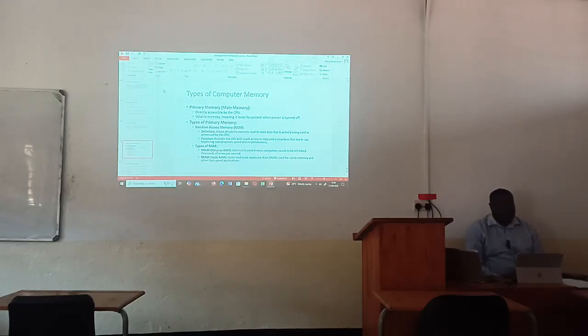By cache memory, we mean it's just a high-speed memory that is located near the CPU. Its primary function is to access data and instructions quickly. It stores frequently accessed information. If you go to your phone and go to the call log, you find the recently dialed numbers. Those things are stored in cache memory.